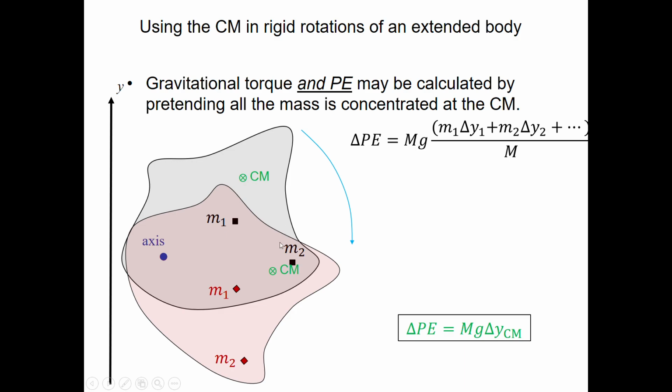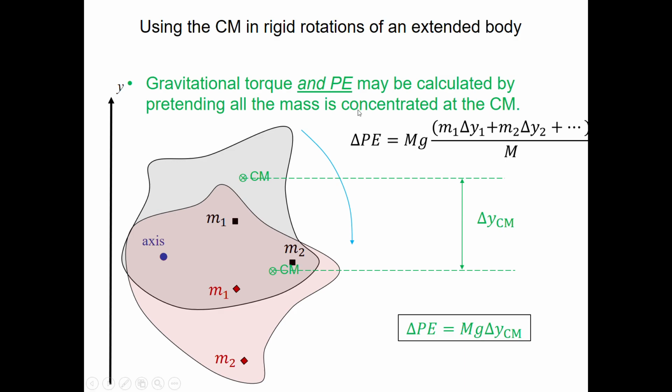So it moves from here down to here. All we have to do is figure out how far it moves down vertically in space, and multiply the total mass of that object times g times the change in y coordinate of the center of mass. Okay, so that means the gravitational torque and gravitational potential energy can both be calculated by pretending all of the mass that's really distributed over the body is concentrated at the center of mass.